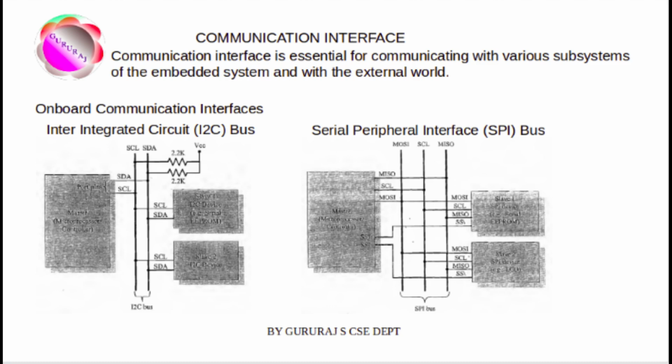I2C bus supports three different data rates. They are standard mode up to 100 kbps, fast mode up to 400 kbps, and high speed mode up to 3.4 Mbps. Next onboard communication interface is serial peripheral interface bus. In short, it is called SPI bus.